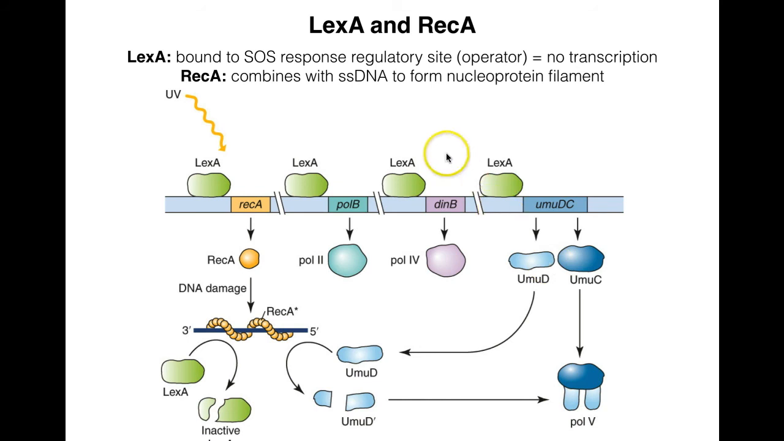So again, when we have RecA that is transcribed in response to UV, it's going to bind to single-stranded DNA. It's going to activate and have a protease activity that's going to inactivate LexA. When LexA is removed from the SOS operator, we're going to have transcription of polymerase 2, polymerase 4, and polymerase 5, which are the error-prone polymerases.